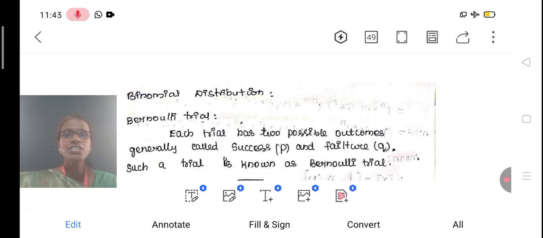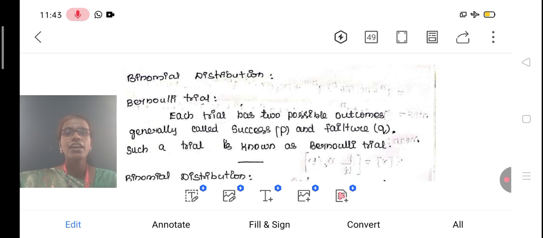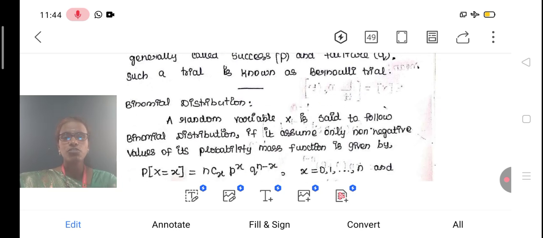The first thing is we are going to see what is meant by a Bernoulli trial. So we will have a trial, and for each trial we will have possible outcomes. Then we denote the success as p and the failure as q. Such a trial is known as a Bernoulli trial.